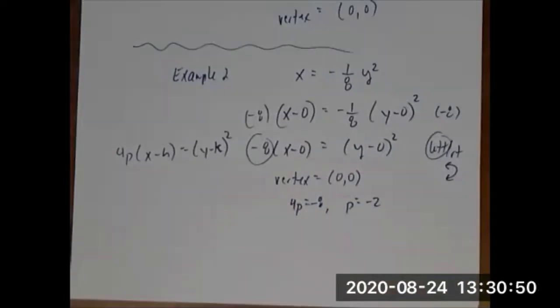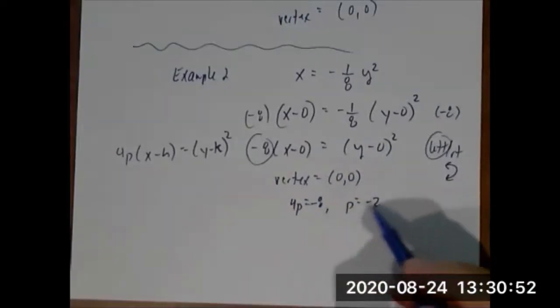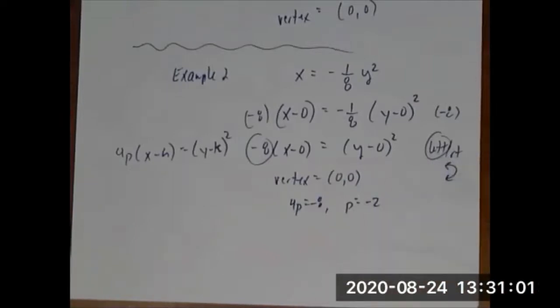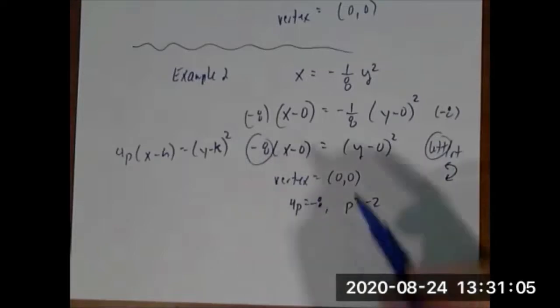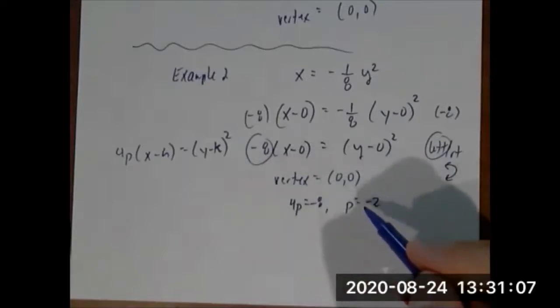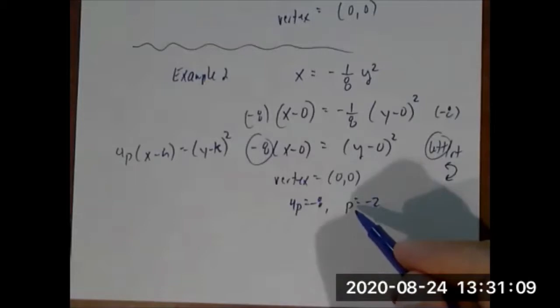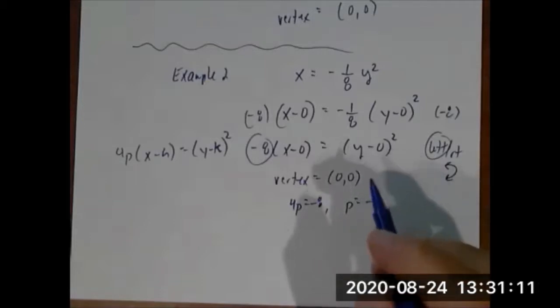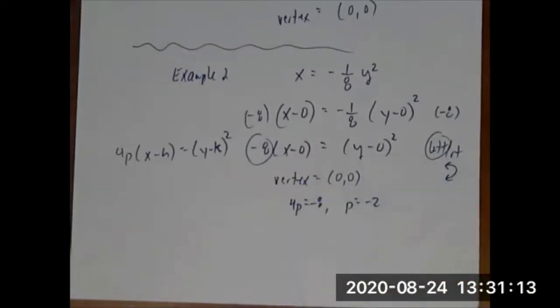So p is -2. And really, when I start figuring out my focus and directrix, I don't really care that it's a -2. All I care about is the number, but the negative here is what caused it to be a left parabola. Now I've got my vertex and the value of p. I can go ahead and try and graph it.